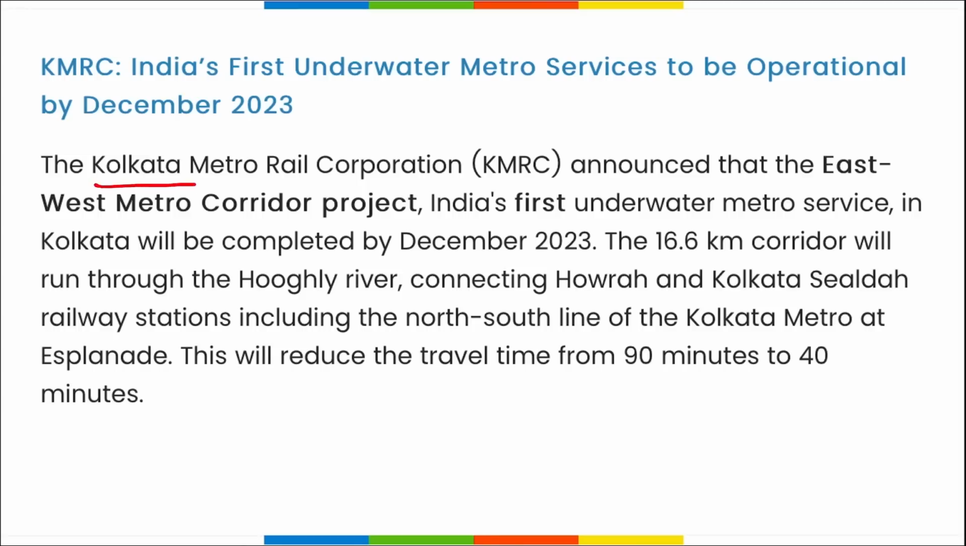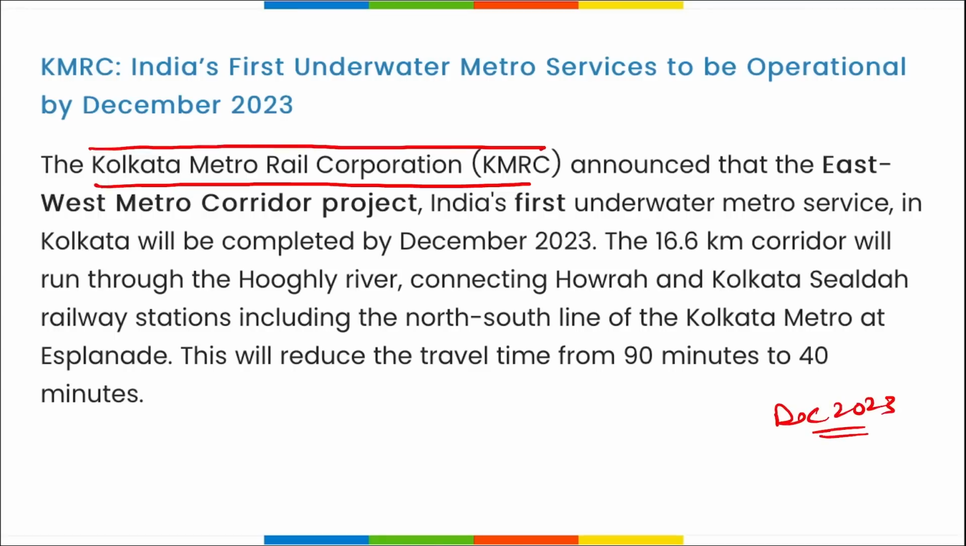Next is Kolkata Metro Rail Corporation has announced that the East-West Metro Corridor project will be India's first underwater metro service in Kolkata, and it will be completed by December 2023. I repeat, Kolkata Metro Rail Corporation has announced that the East-West Metro corridor project will be India's first underwater. This term is important. First underwater metro service in India in Kolkata will be completed by December 2023.